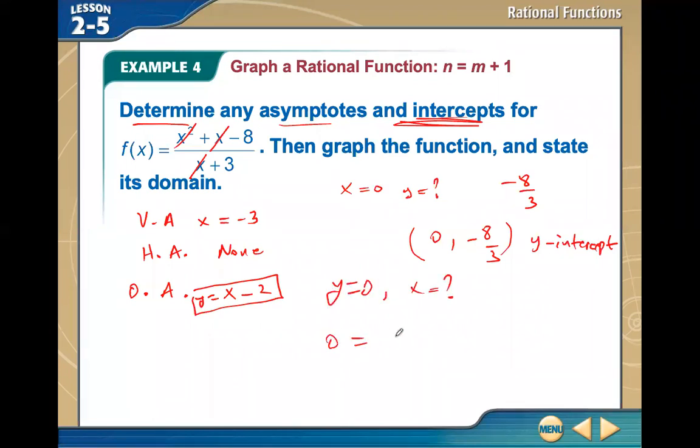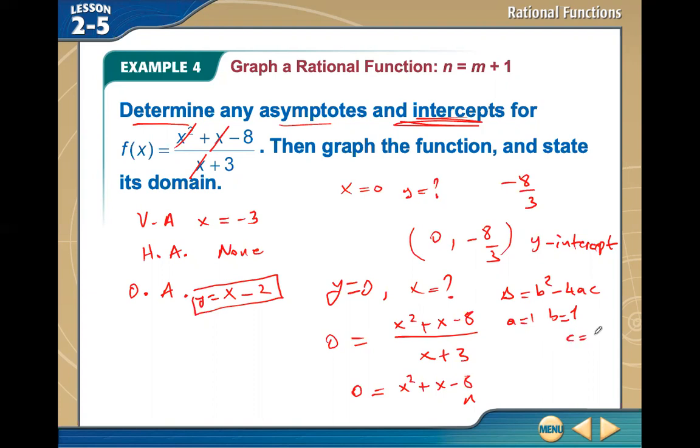So zero equals (x squared plus x minus eight) divided by (x plus three). Cross product: zero equals x squared plus x minus eight. How can I do this? Eight, two, four, no. So it's difficult. I should use delta. Delta is b squared minus 4ac. Since I didn't factorize this, a is one, b is one, c is negative eight.